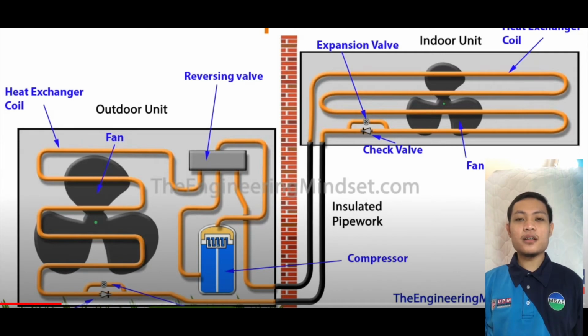The components involved in the outdoor unit are the heat exchanger coil, expansion valve, check valve, reversing valve, fans, and compressor. While in the indoor unit, the components involved are the heat exchanger coil, expansion valve, check valve, and fan. Without further ado, let's talk about the definition of the first law of thermodynamics.